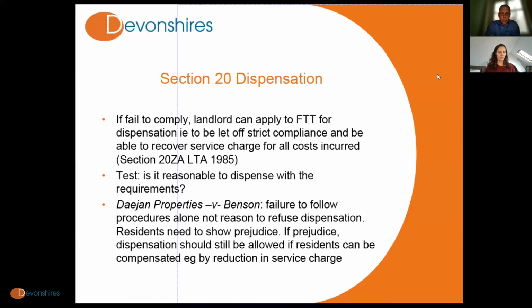So if the residents can show that had they been consulted, the outcome would have been different, or they would have paid less, or a different contractor would have been appointed, or different or lesser works would have been done, then they may well have an argument that dispensation should not be granted, and that any service charges that are passed down to them should either be capped or limited in some way because of that lack of consultation. On the flip side, though, if the residents can't show that they've suffered any loss or been prejudiced in any way, then the starting point is that dispensation should be granted.